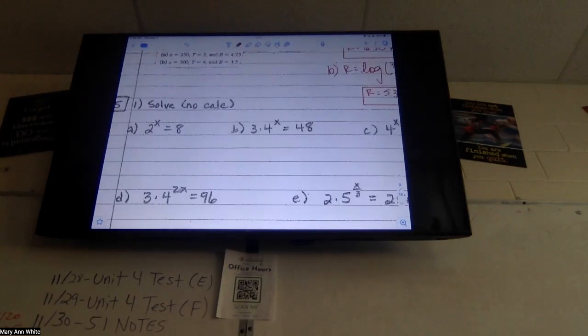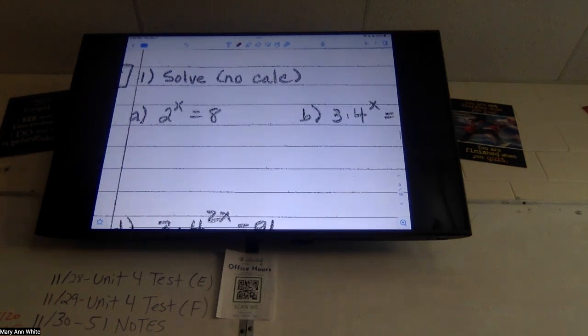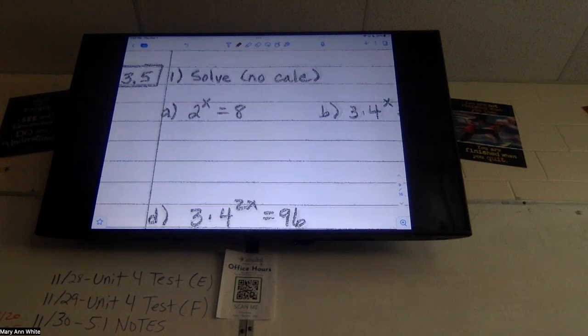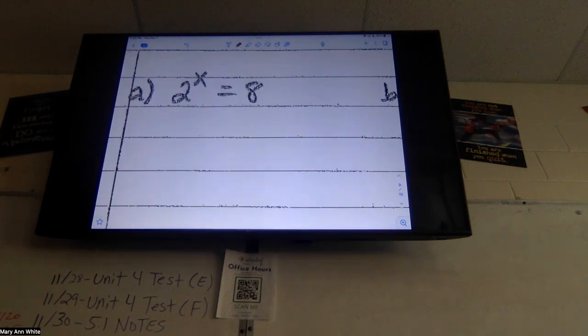Okay, no calculator, so I'm getting rid of my calculator. Earlier in 3.3, we had logs where we were solving. Now we're solving these exponential equations. I think most of these we can keep in exponential form. We don't have to put them into log form, but we could if we needed to. We are going to solve these by getting the same base on both sides. Then you can set the exponents equal to each other.